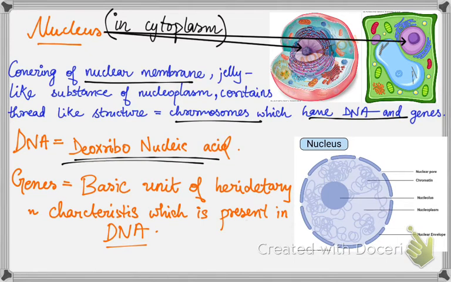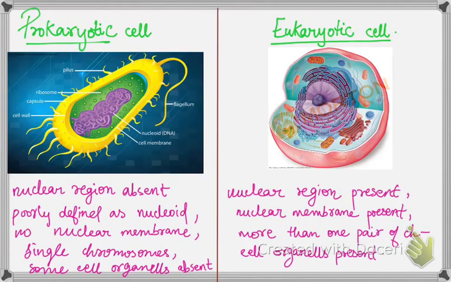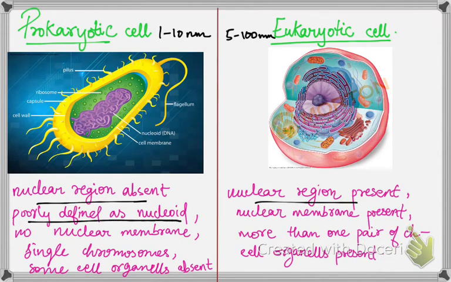Based on the structure, the cells are divided into prokaryotic cells and eukaryotic cells. The size of prokaryotic cells is from 1 to 10 nanometer, whereas the size of eukaryotic cell is from 5 to 100 nanometer. Nuclear region is absent in prokaryotic cell, whereas it is present in the other one. Nuclear region is poorly defined as nucleoid in prokaryotic cell, whereas in eukaryotic cell it is well defined with a nuclear membrane, few pairs of chromosome and DNA in it.